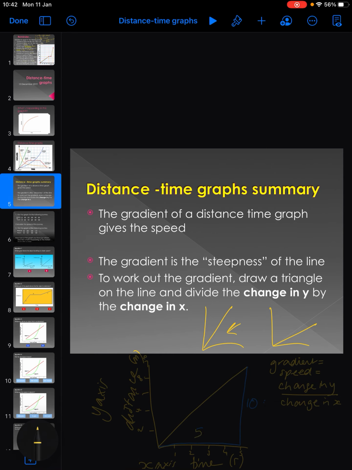Okay, so gradient equals speed equals change in y divided by change in x. So that's 10 divided by 5. Which gives me an answer of 2. Now remember, it's a speed, so it is going to be meters per second. There you go, you've worked out the gradient.